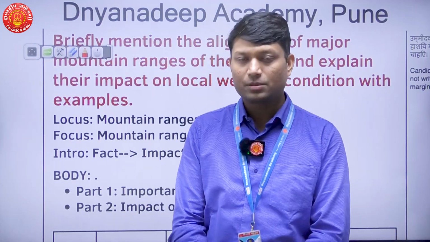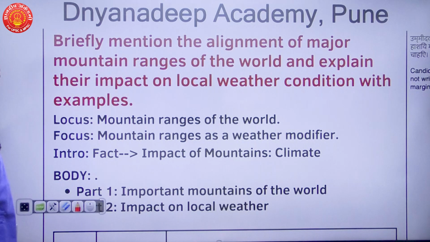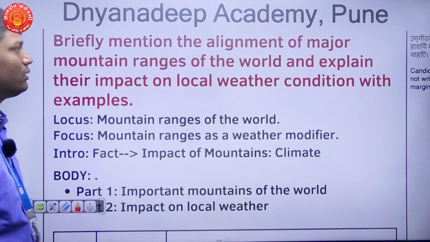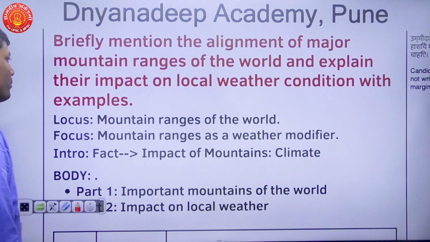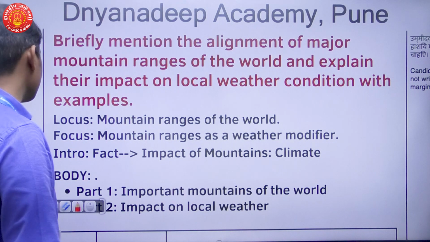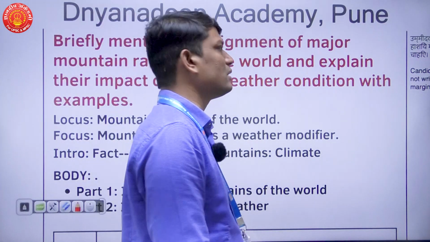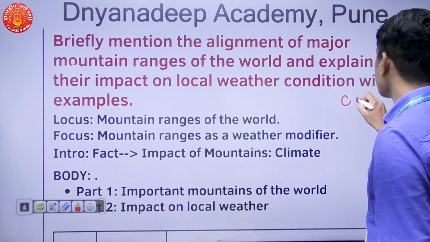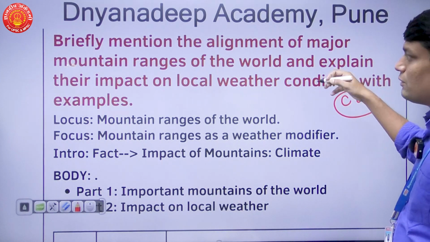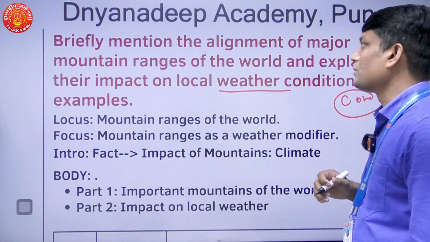In this UPSC Simplified series, we are going to discuss one more question from UPSC Mains Geography. The question is: briefly mention the alignment of major mountain ranges of the world and explain their impact on local weather conditions with example. If you look at this question, it is a very core type of question. One part is factual, another part is applied.